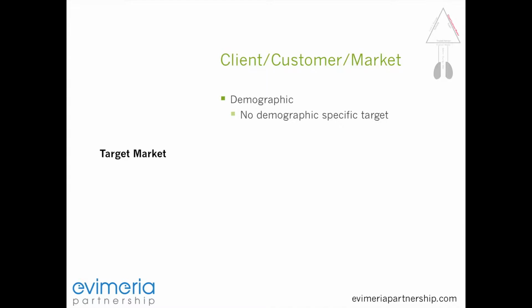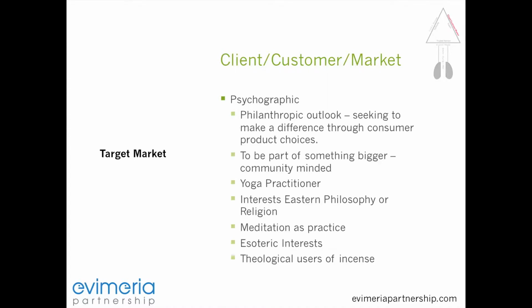Demographic. Now, I've quite deliberately not selected any specific demographic components or factors. The reason for that, and I'll come back to it, is psychographic. The people that we're looking for, or we believe are our market segment here under psychographic, is people with a philanthropic outlook. They're seeking to make a difference through consumer products and choices. They actively buy specific products because money goes to X cause, or there's a one-for-one relationship, as with the Tom's Shoes model. Those types of outlook. Also, people who have a desire to be part of something bigger, and they're community-minded.